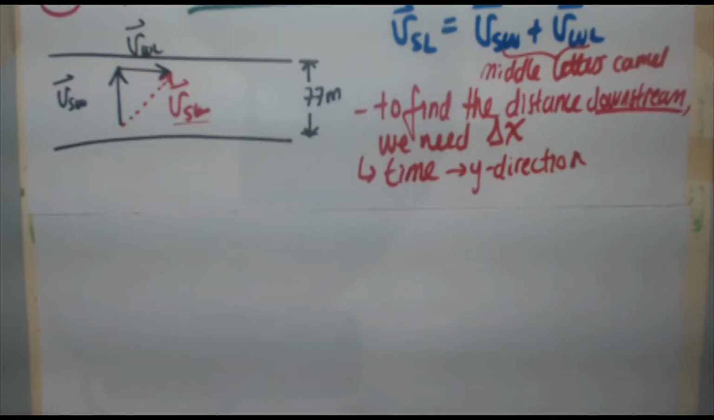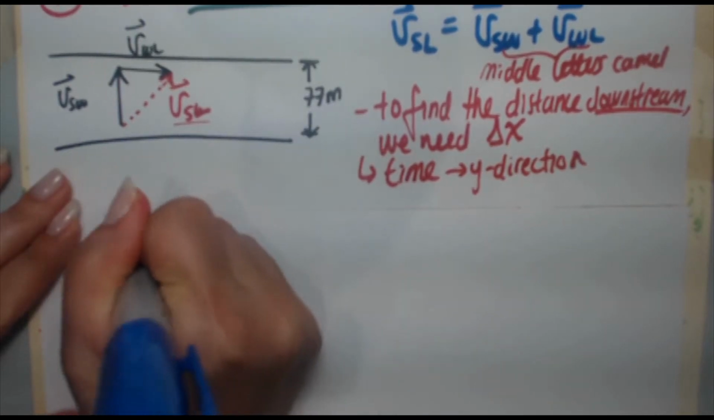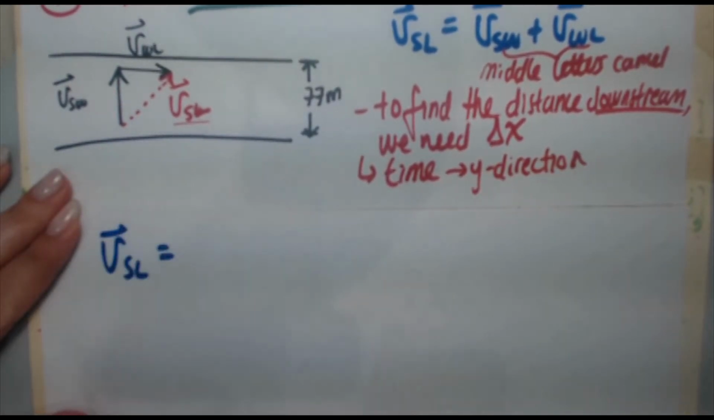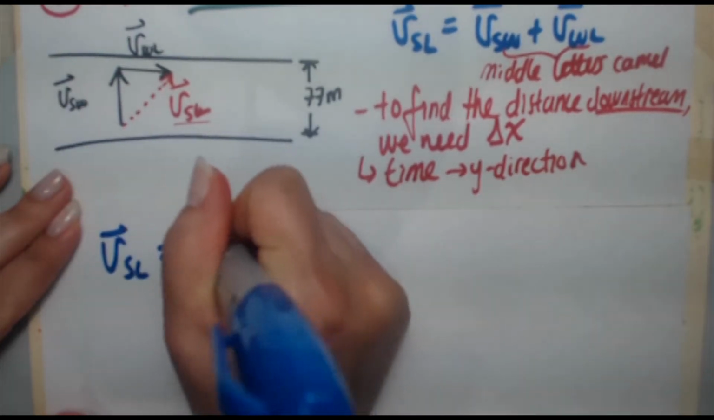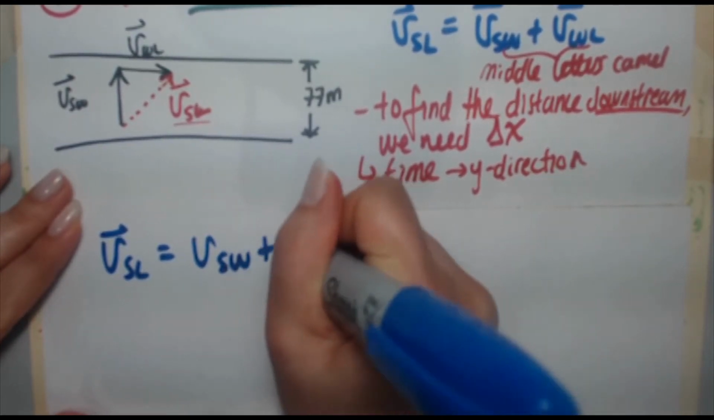Okay, so first and foremost, let's find what VSL is. Okay, so VSL is equal to VSW plus VWL.